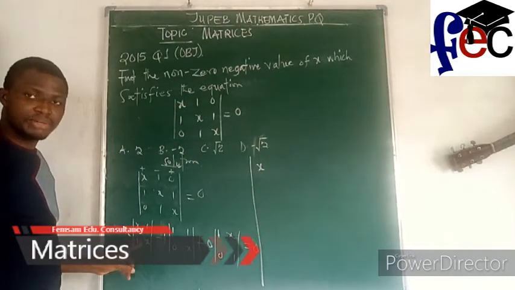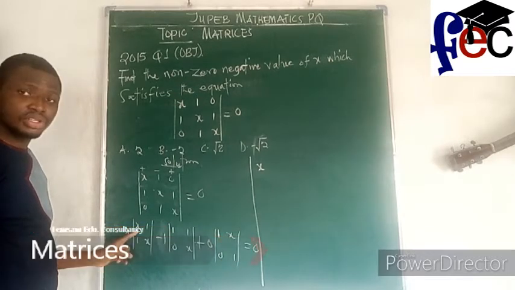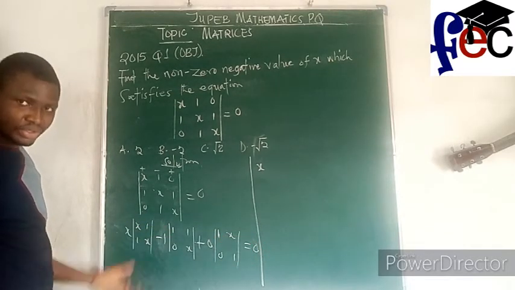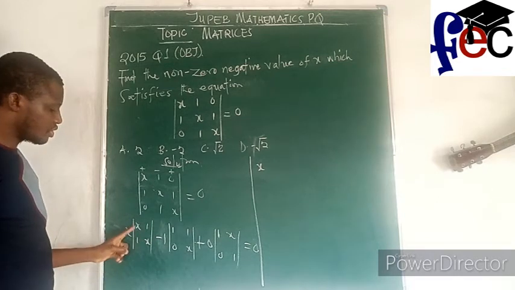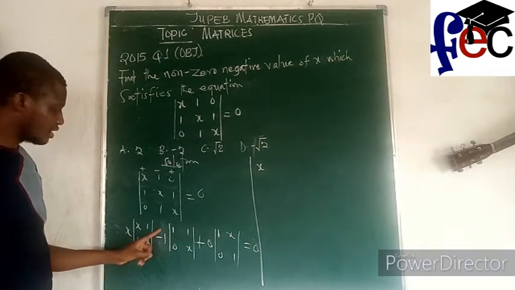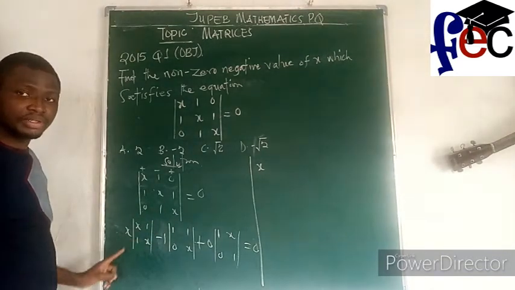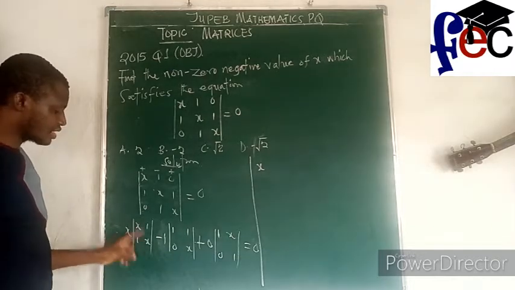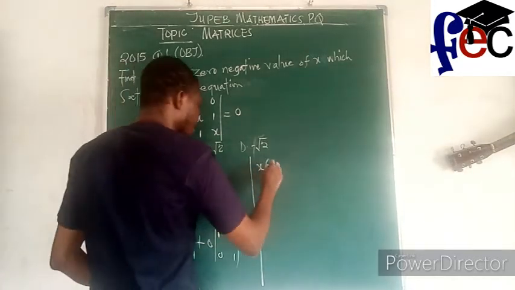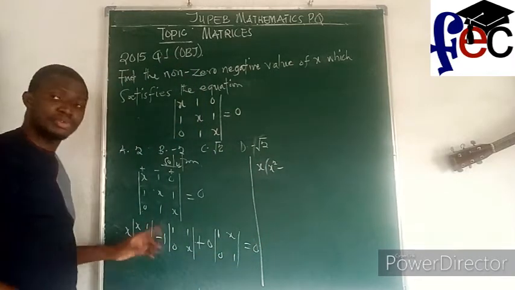Can we get the determinant of this 2 by 2 matrix? Yes. All you need to do is the same way, but they've taught us the fast approach. Multiply the elements along the principal diagonal, then subtract the product of the elements along the minor diagonal from it. So x times x gives you x squared, minus 1 times 1, which is 1.